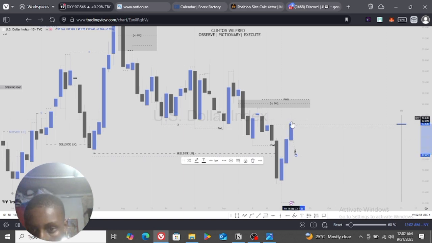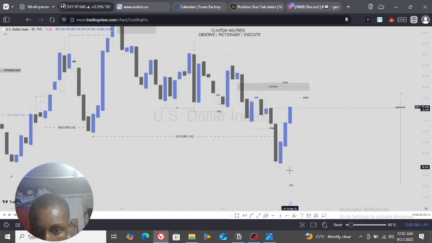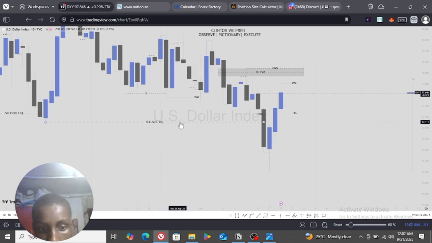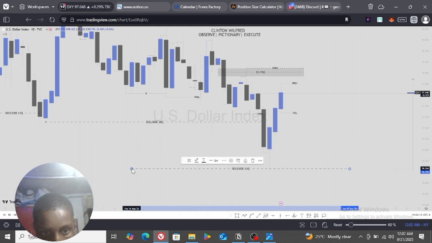We have a recent previous day high here. Previous day high is there. There is no previous day low at that point. We have previous day low at that point. Then we have our new sell side liquidity, as this region.